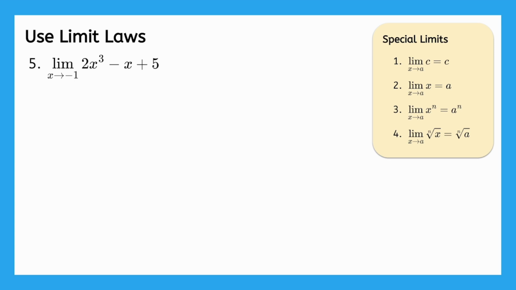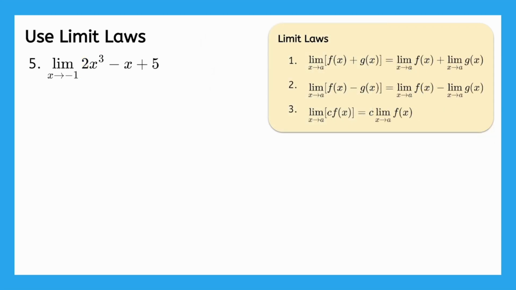We have these 4 special limits, but what happens when we face more complex functions like number 5? From the special limits, we already know how to handle x raised to a power, a simple linear x, and a constant. But the special limits don't tell us how to handle multiple terms combined together or when a term is multiplied by a constant. That means we need some limit laws for more complicated functions. Let's check them out.